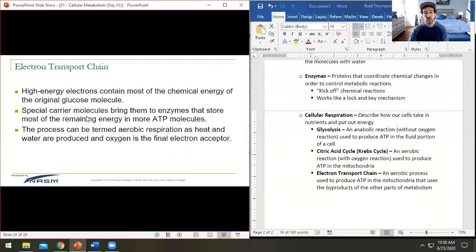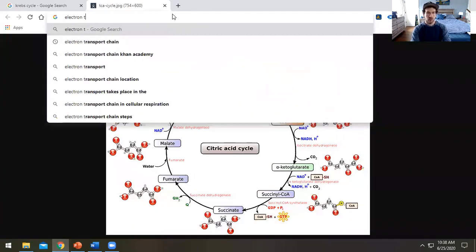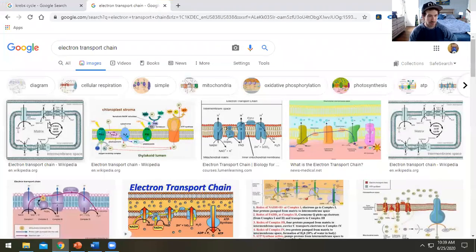And so these special molecules are going to bring them to this little protein called ATP synthase, or ATPase is what most people call it. And it's this little pump at the end of the electron transport chain. It's this little tiny pump, right?